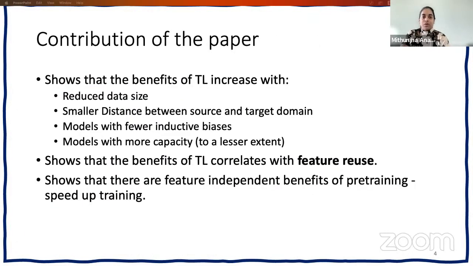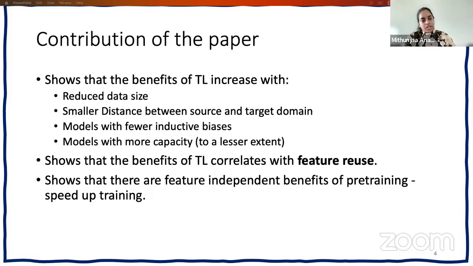So why is transfer learning working for medical images? That's the question answered in this paper. Here I have summarized the contribution of this paper. It shows that the benefit of transfer learning increases with reduced data size, smaller distance between source and target domain, models with fewer inductive biases, and models with more capacity.